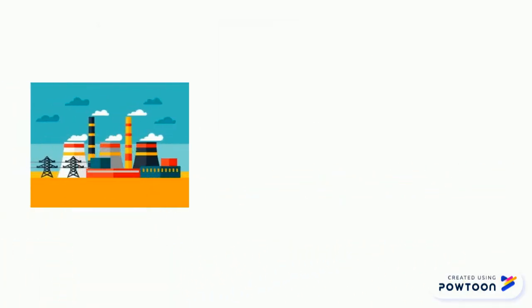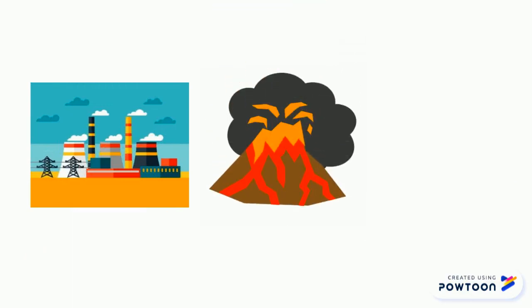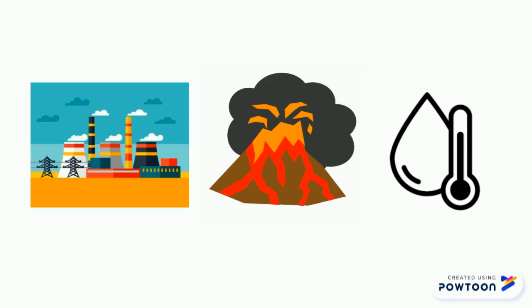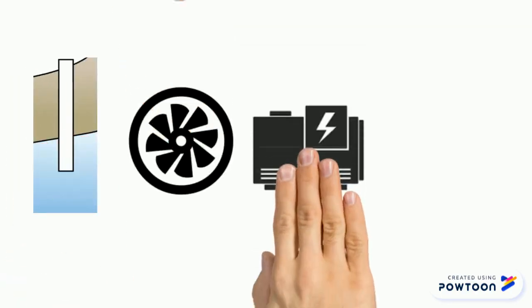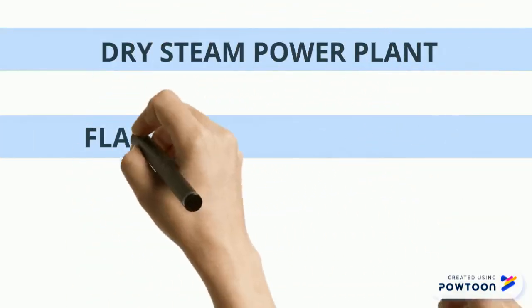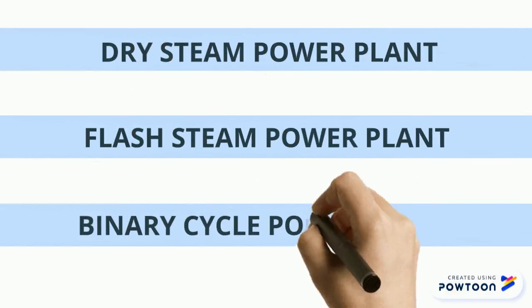Geothermal power plants are typically located near tectonically active regions. This is because the water located in these regions is already hot from the magma beneath the ground. These power plants are composed of wells, turbines, and generators, along with some other components depending on what type of plant it is. There are 3 different types of geothermal power plants: a dry steam power plant, a flash steam power plant, and a binary cycle power plant.